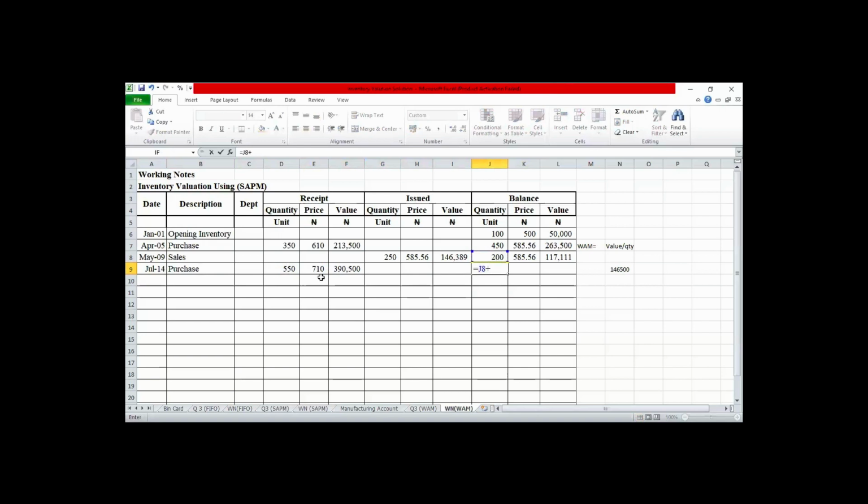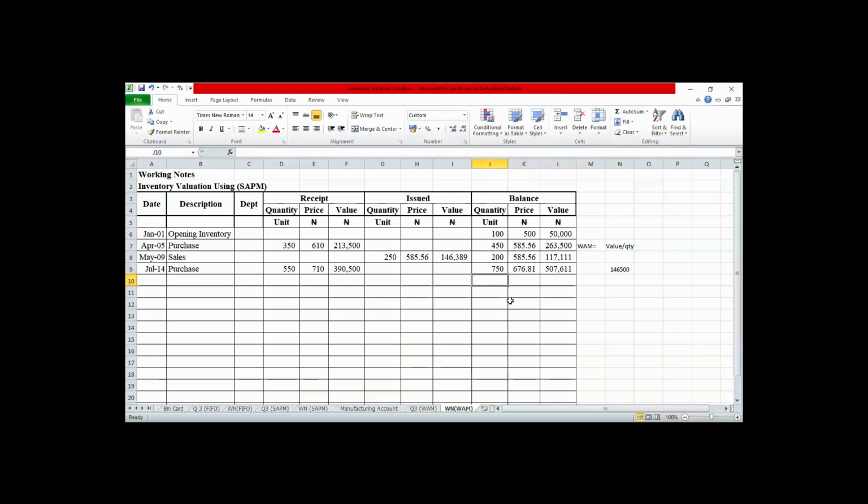What do we have? That's 750. Then our quantity will be what? 117,111 plus 390,500. We have 507,611. Then we determine our new price because we bought in another one. We now say 507,611 divided by quantity. What we have now is 676.81. That's our new price now.